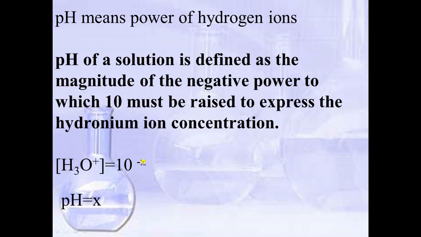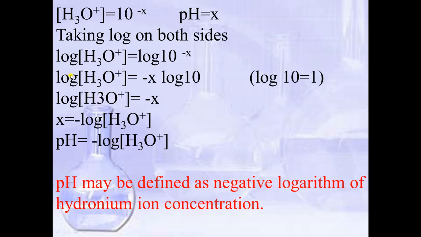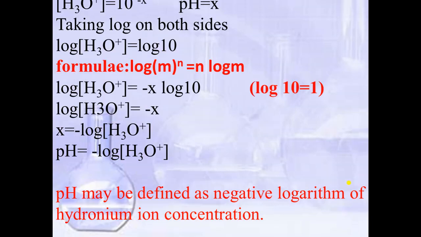So here we will take log on both sides. Now log is a mathematical function. So you will multiply by log. So it will become log of the concentration of H3O positive is equal to log of 10 to the power minus x. Now the formula of log 10 is equal to 1, and this is log m to the power n. What is the formula of log m to the power n? Log m to the power n is equal to n log m.